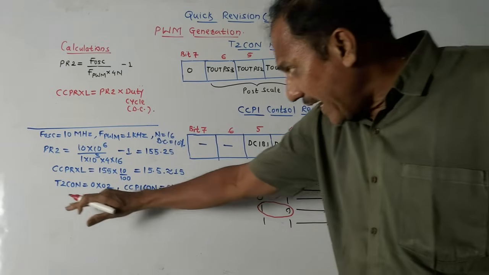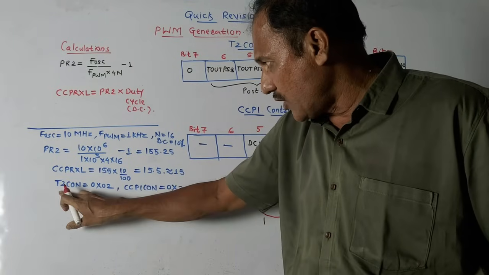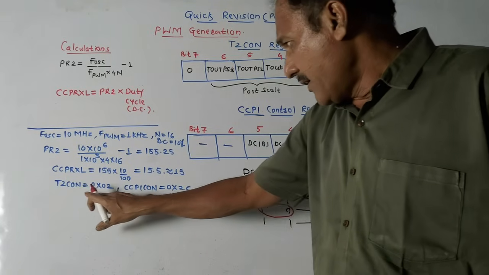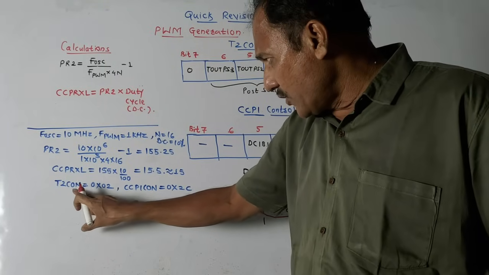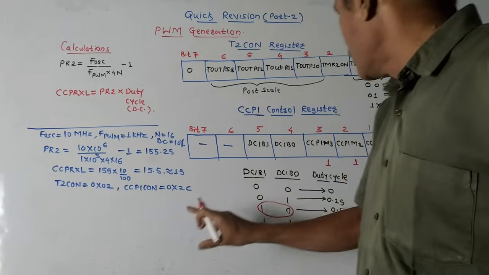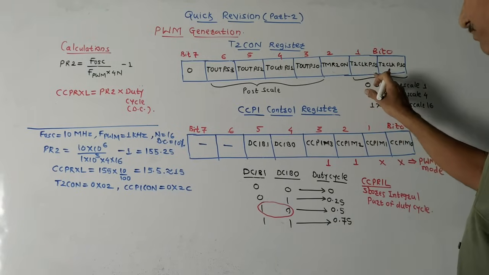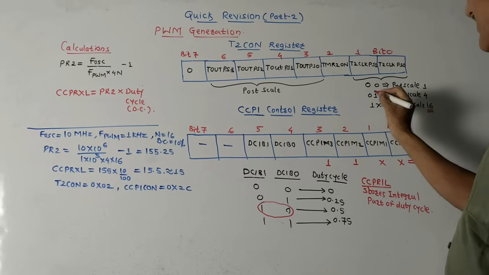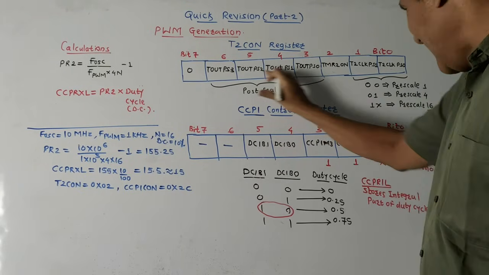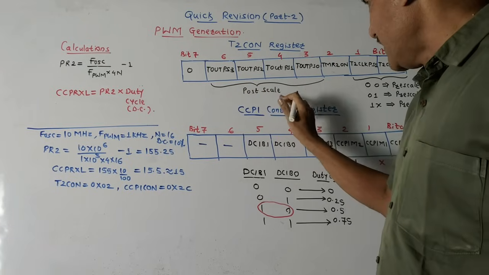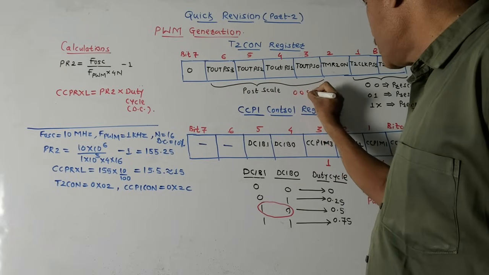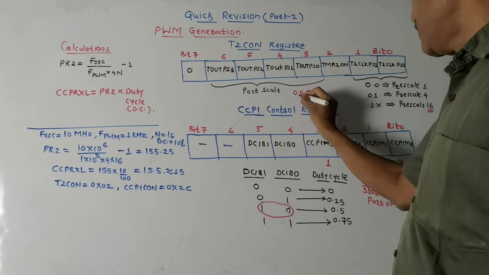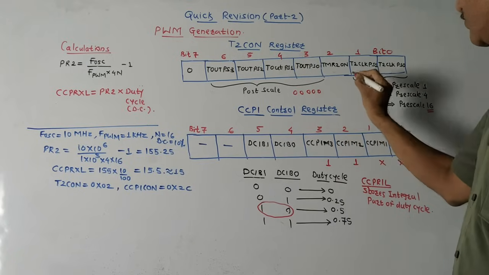Now, how to choose the contents of the T2 control register and CCP1 control register. In this case, the T2 control register is 0x02. See, I am talking about this part. We are using a prescale factor of 16. These are 8 bits. We are not using any postscale, so I am writing 0, 0. For these 4 bits, I am writing 4 times 0. So this is 0, 0, 0, 0, 0.